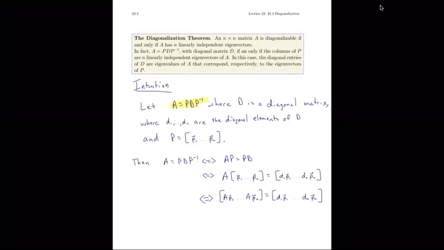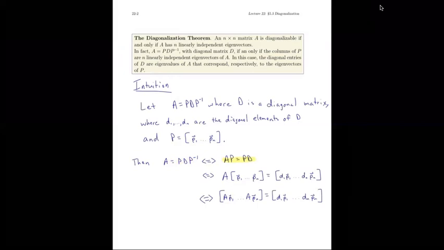So we let A be diagonalizable. So A is equal to P times D times P inverse, where D is a diagonal matrix, and D1 through Dn are the diagonal elements of D. And we let P have the column representation P1 through Pn, standard notation for a matrix, writing it by columns. And for the equation A equals P times D times P inverse, if we multiply both sides by P inverse, then we've got A times P equals P times D.